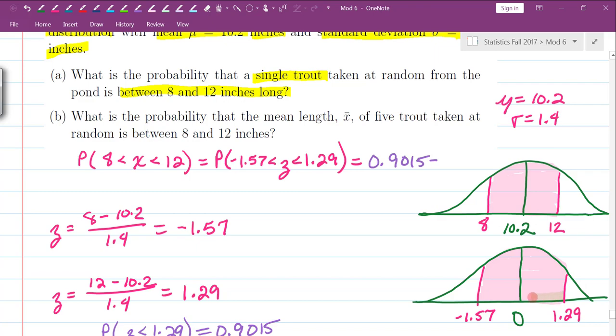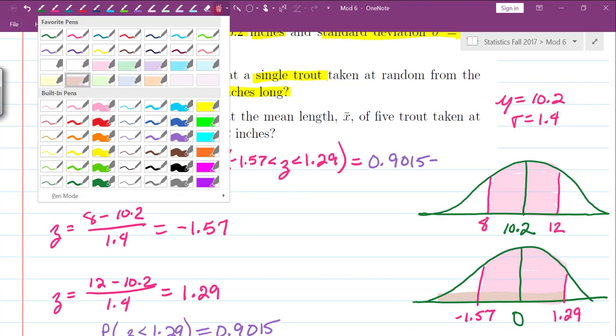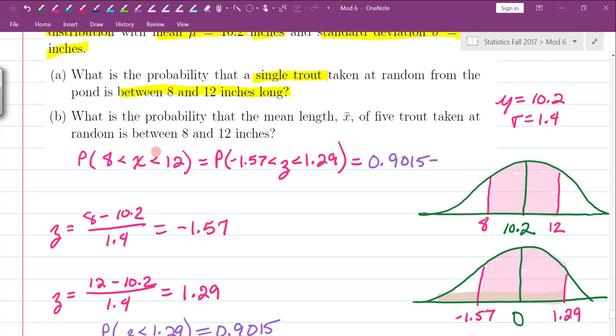And that is equal to 0.9015. Okay, so all the way out down to negative infinity. Now I need to look for the area in the curve right here past negative 1.57 and subtract this part off. Then that difference is going to give me what's left in the pink.